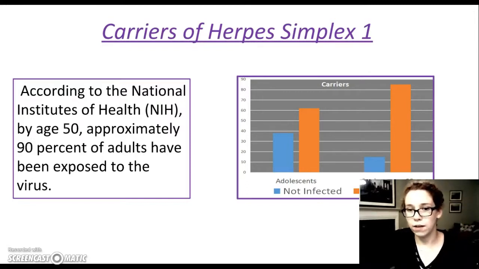So you can see in this graph here, the orange represents people who are infected. 62% of adolescents are already carriers of the herpes simplex 1 virus. And by the time that adults reach the age of 60, it's estimated that anywhere as high as 85% have become infected with the herpes simplex 1 virus. So it truly is ubiquitous.